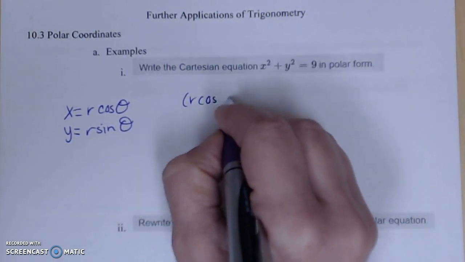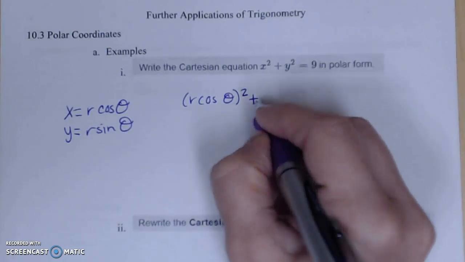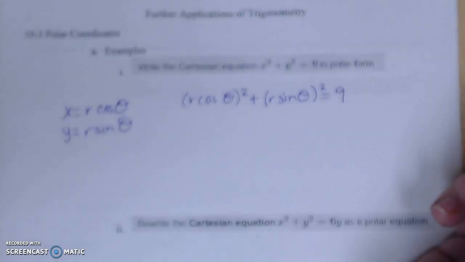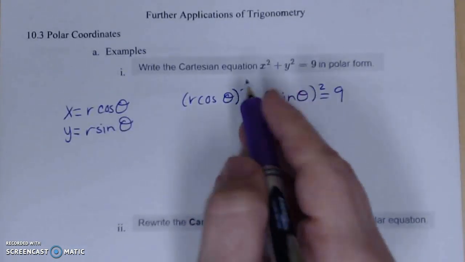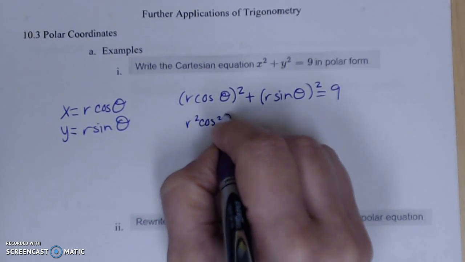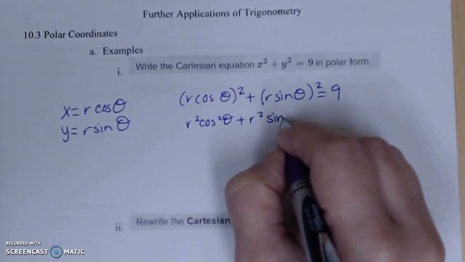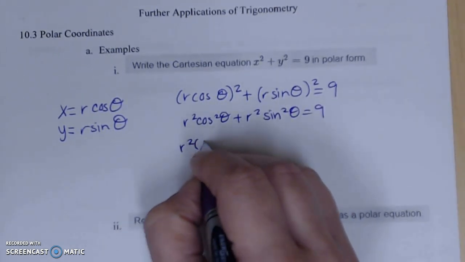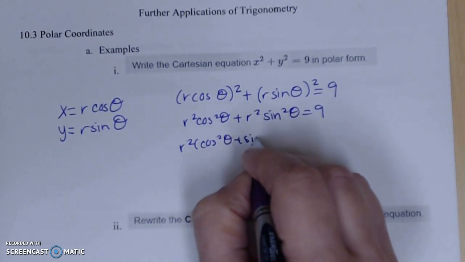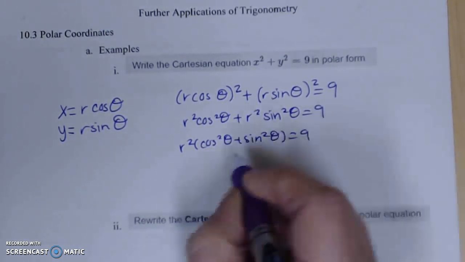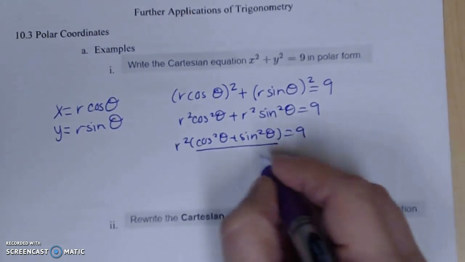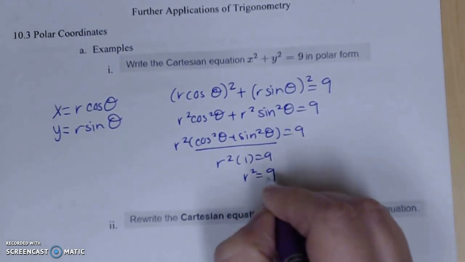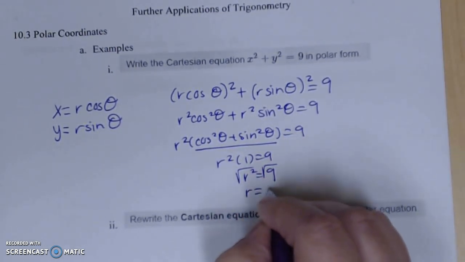So I'm going to say r cosine theta squared plus r sine theta squared equal to 9. So working with this, I can square these individually, so that gives me r squared cosine squared theta plus r squared sine squared theta equal to 9. I'm going to factor out the r squared, leaving me with cosine squared theta plus sine squared theta equal to 9. You'll notice there's a Pythagorean identity. That equals 1. So I get r squared equal to 9, square root, and I get r equal to plus or minus 3.